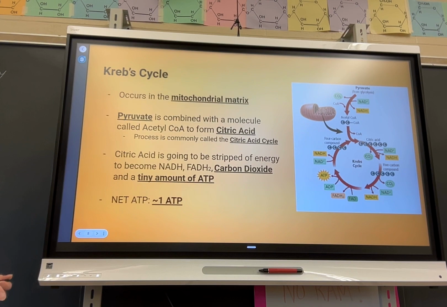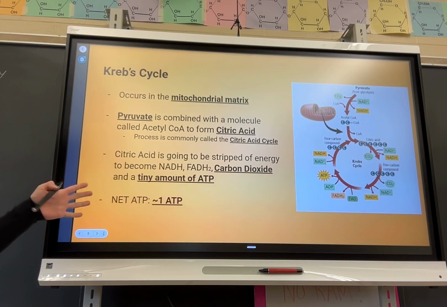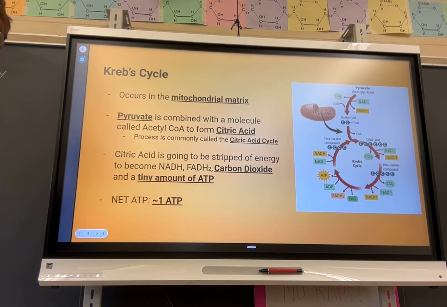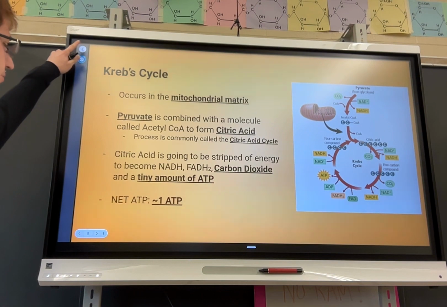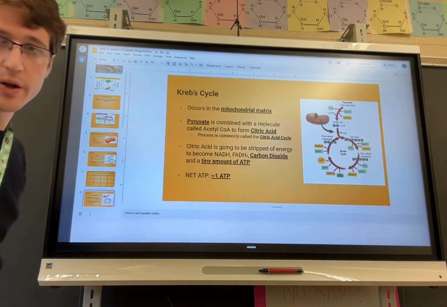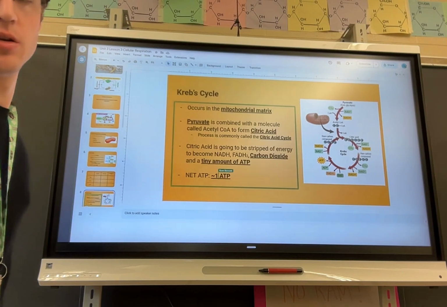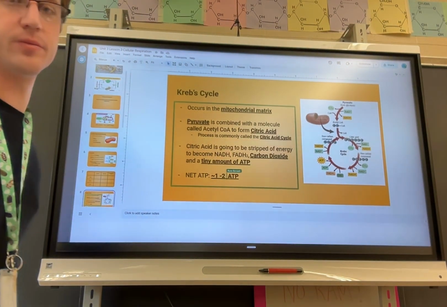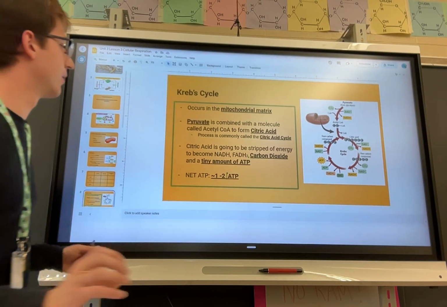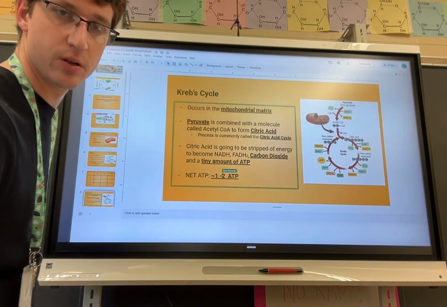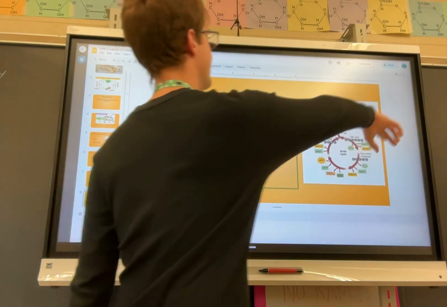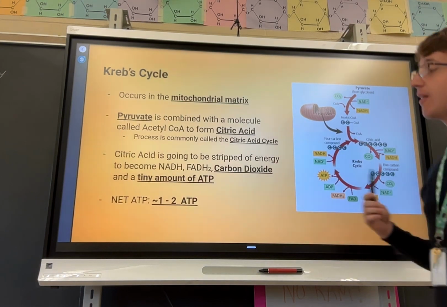So overall, we are going to net probably 1 or 2 ATP, not a lot from this one. So that should be net 1 to 2. Approximately 1 to 2 of our ATP. So again, not a lot is coming out of this.